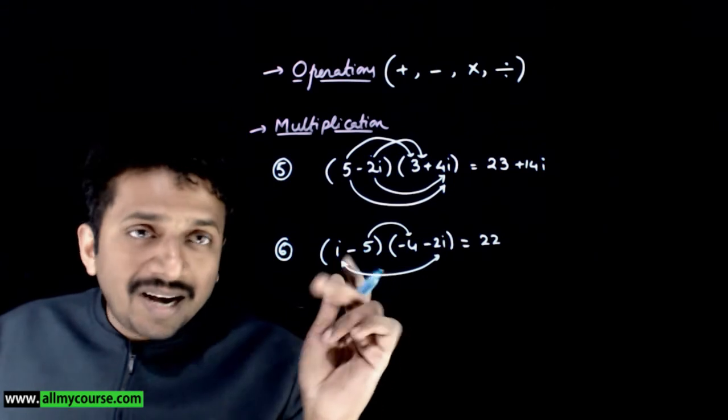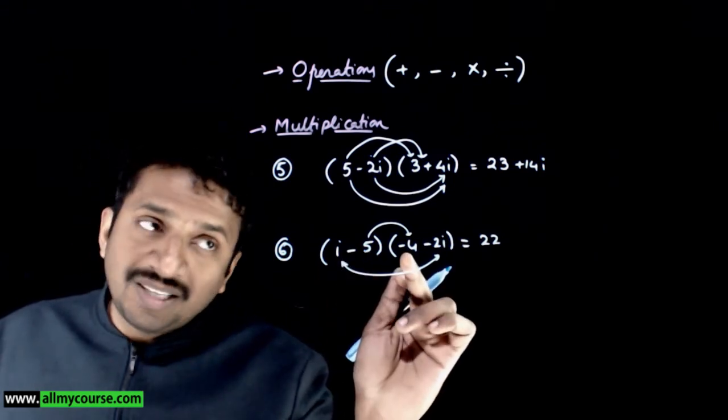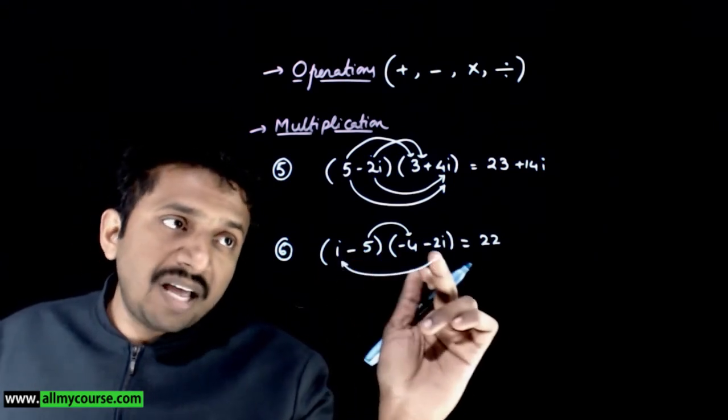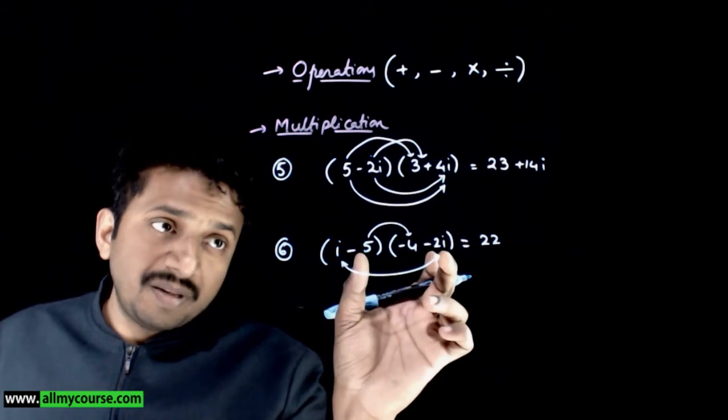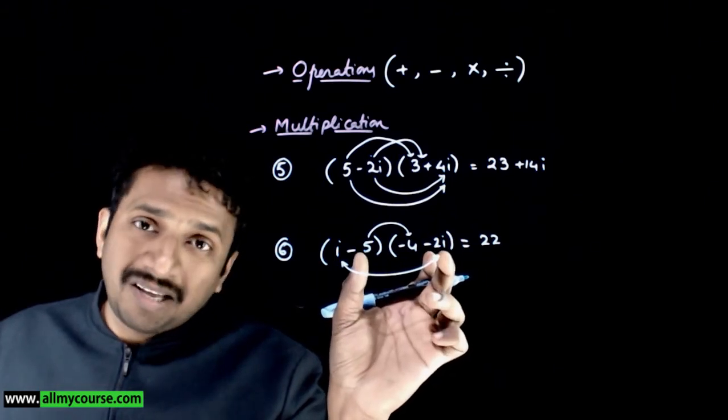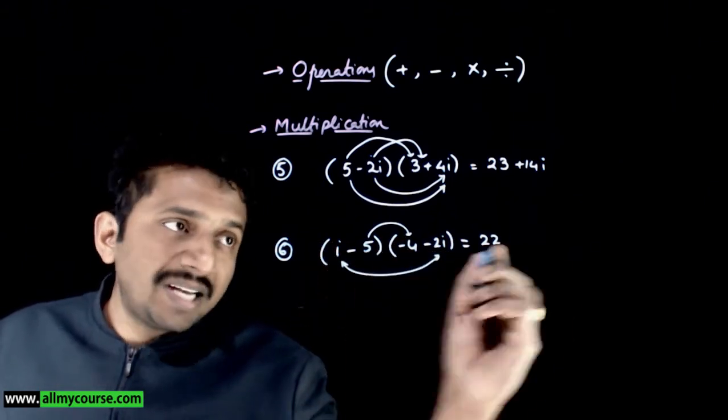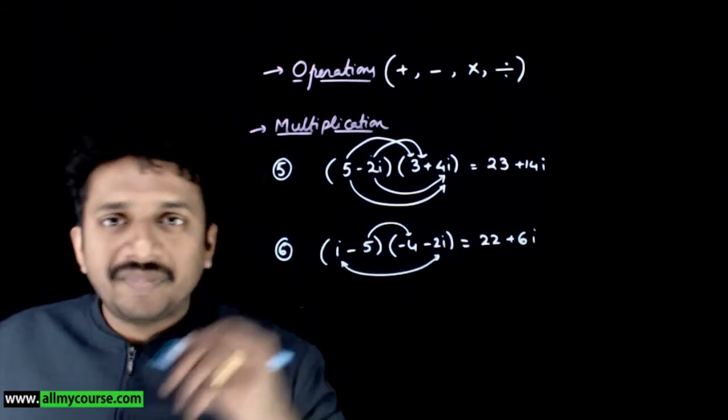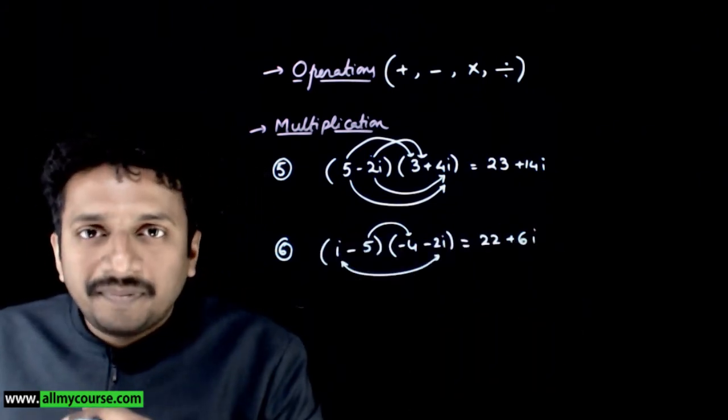What is the imaginary part? So i into minus 4 is minus 4i. Minus 5 into 2i... minus 5 into minus 2i is plus 10i. So minus 4i plus 10i is 6i. So it's as simple as this.